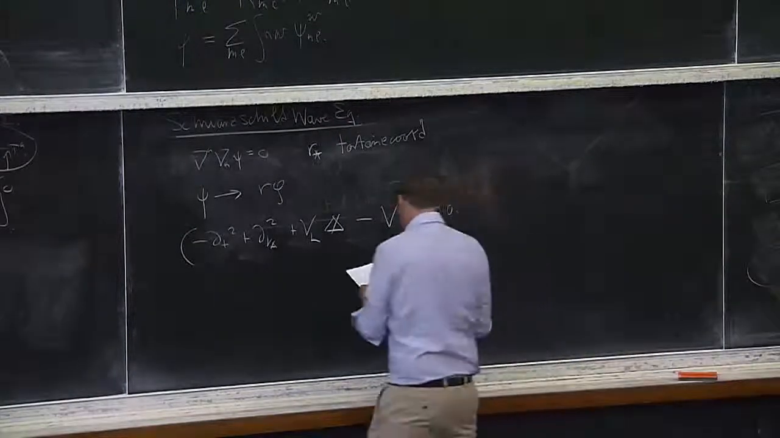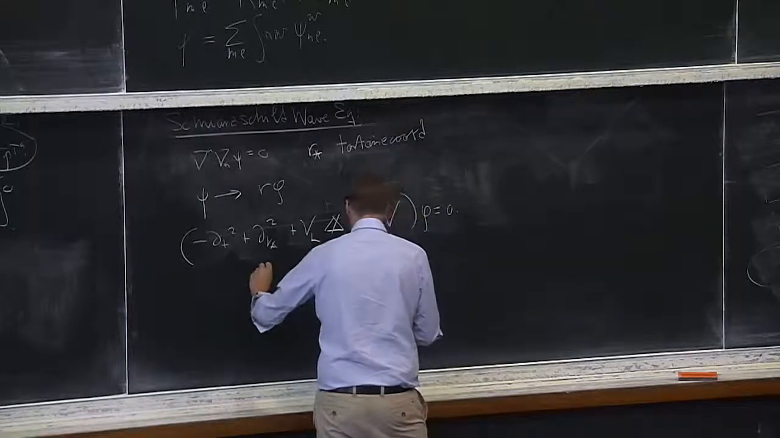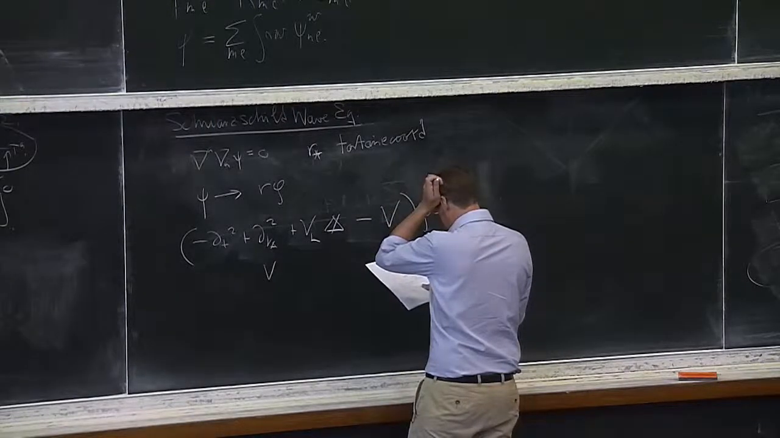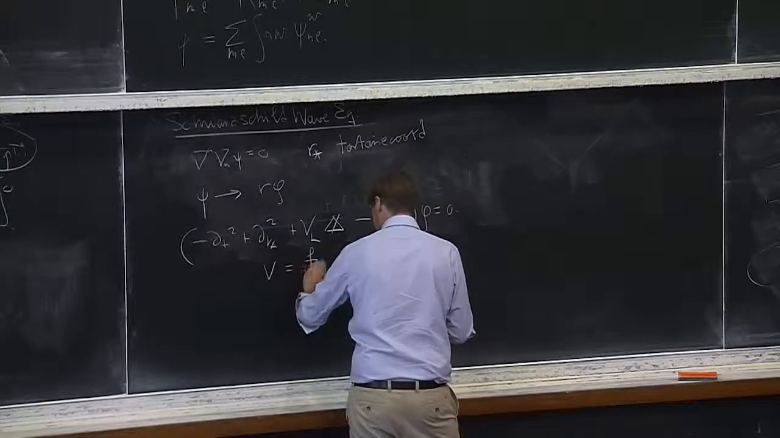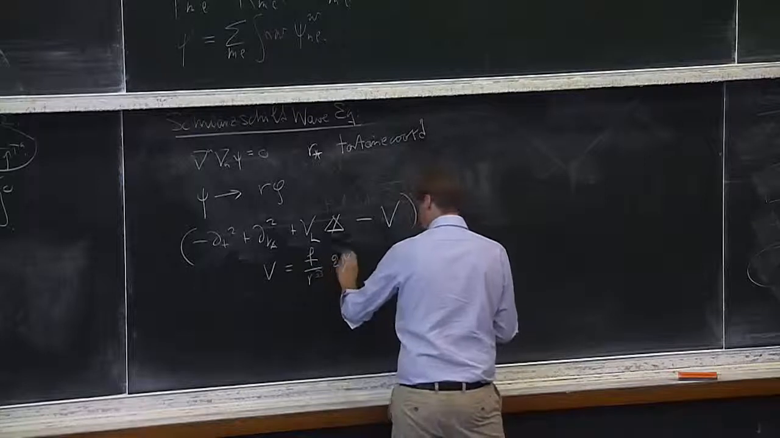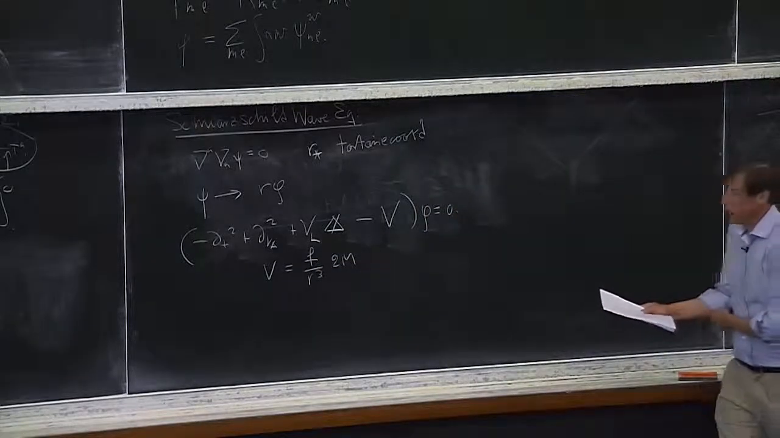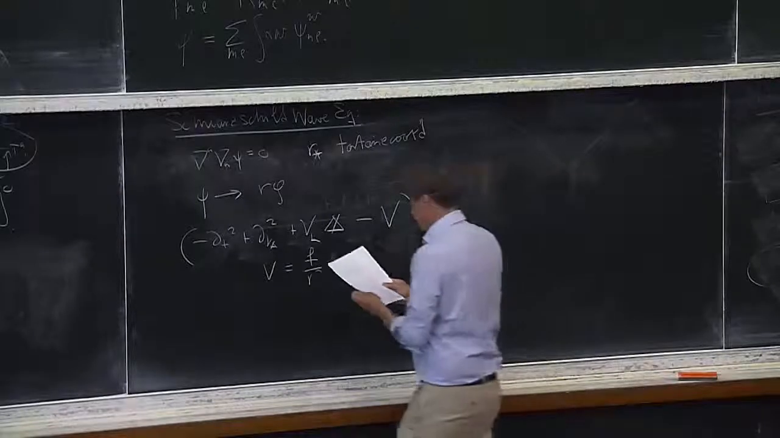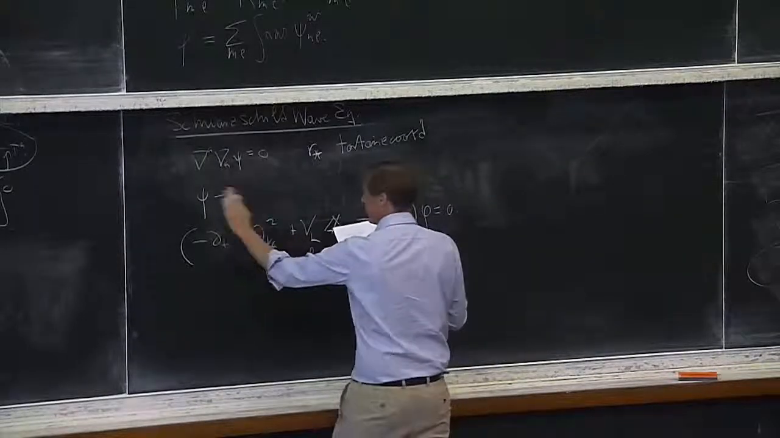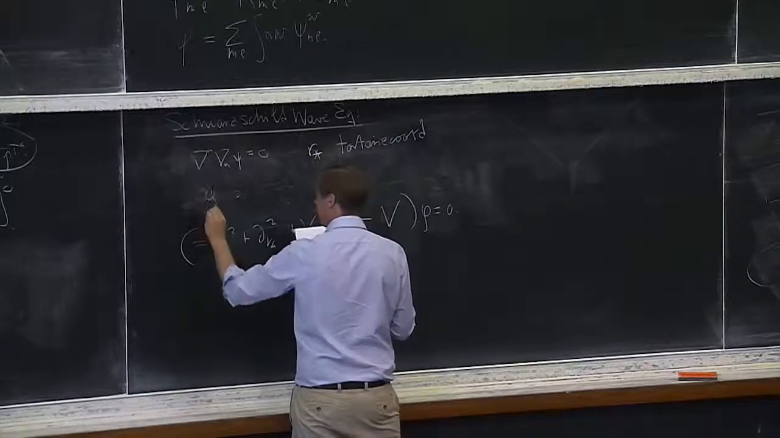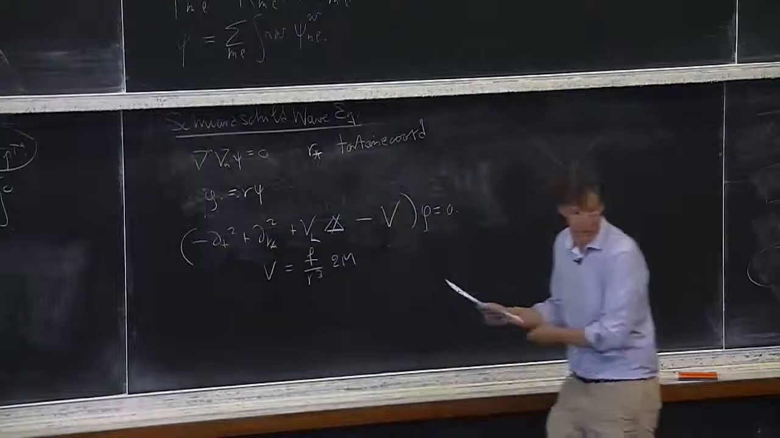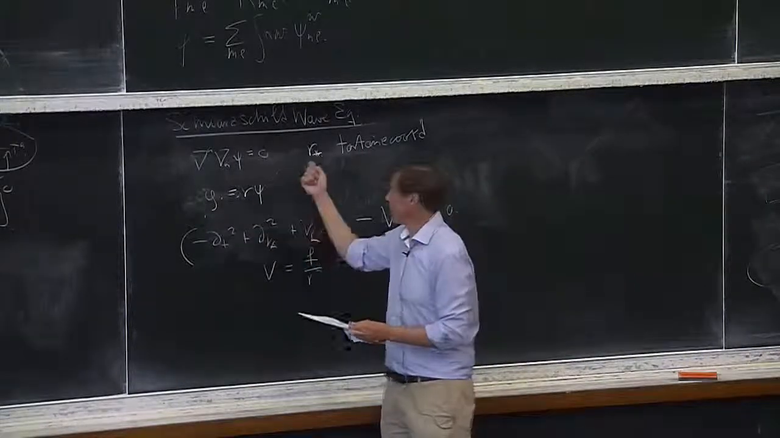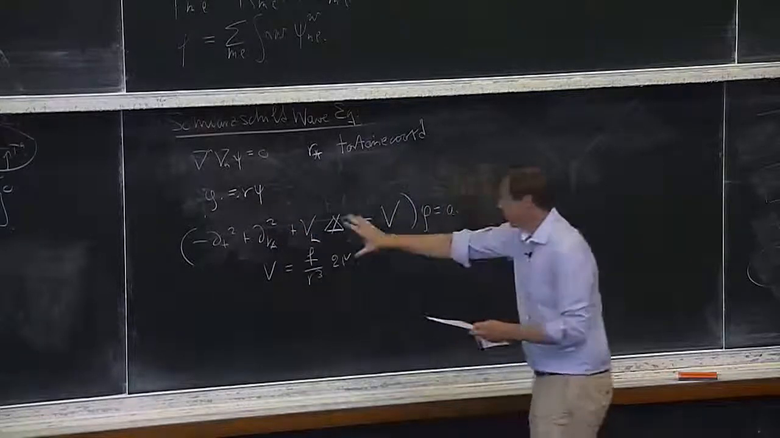This V is a potential which we don't really care about, but it's something like F over r cubed times 2M, and F is that 1 minus 2M over r. Oh, you're right. So we set phi to be r psi. Sorry. And so after doing this change of coordinate and the conjugation of the wave equation, we end up with this new equation.